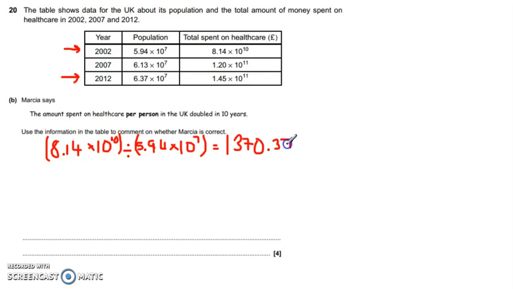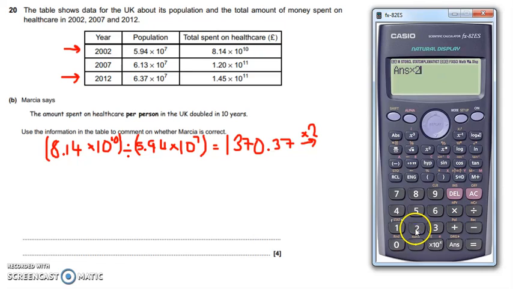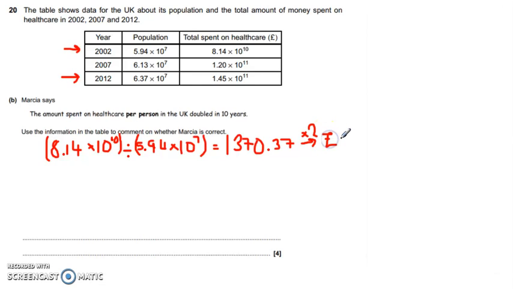Now Marcia is saying that it's doubled in the 10 years. So we need to know, well, what is this amount doubled? So let's times it by 2. This is what Marcia is expecting to be spent per person by 2012. So again, get our calculator, times our answer by 2, and we get £2,740 and 74 pence. So let's make a note of that. Okay, so in a second, when we work out how much money was spent in 2012 per person, if she's correct, it should equal that amount there.